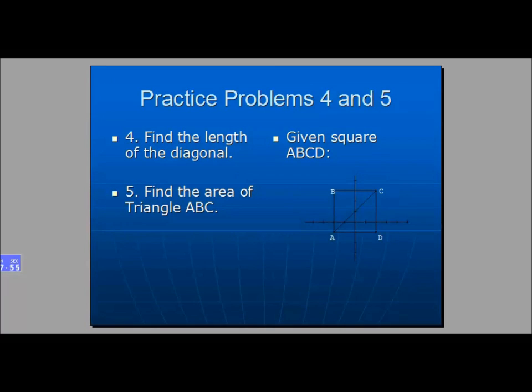Here are practice problems 4 and 5. You are given a square, and what you're doing is you are analyzing the figure to find the side lengths of the square. Then you're asked to find the length of the diagonal and to find the area of triangle ABC.